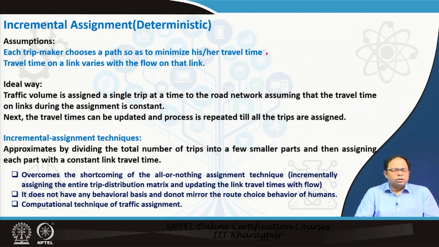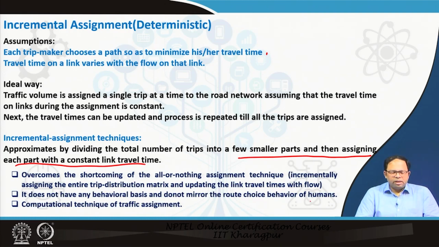and as well as it is not required. So instead we do something called an incremental assignment technique, where we divide the total amount of trips of each particular link into a few smaller parts, and then assign each part with a constant link travel time, and then we update the link travel time, and then we assign the next part and so on. So this overcomes the shortcoming of the all or nothing assignment technique by incrementally assigning the entire trip distribution matrix and updating the link travel times with flow. So we are able to update the link travel times after certain intervals.